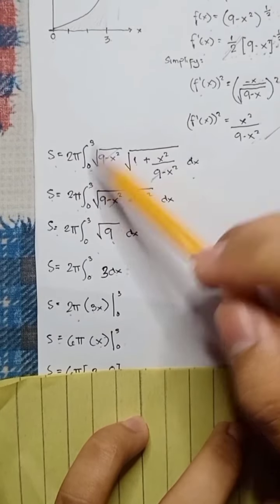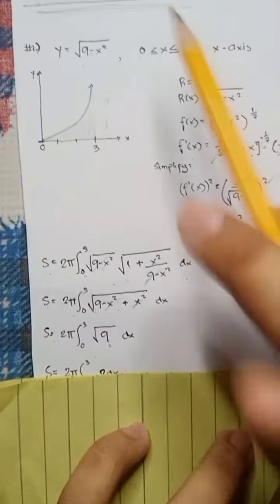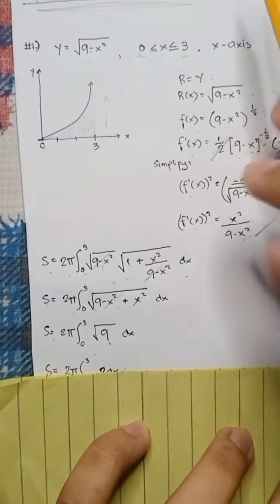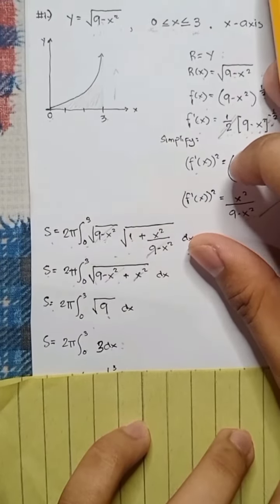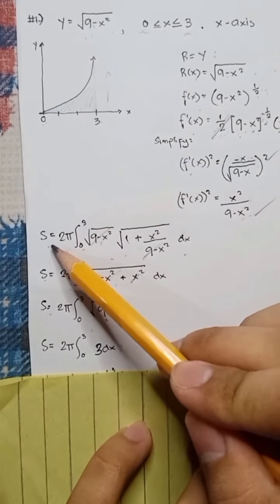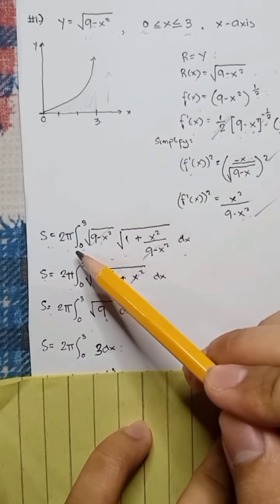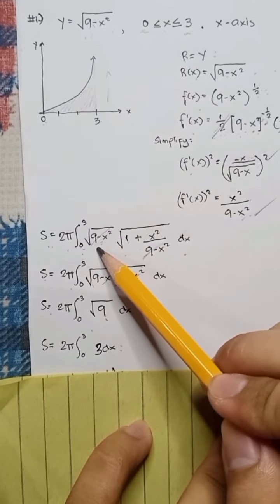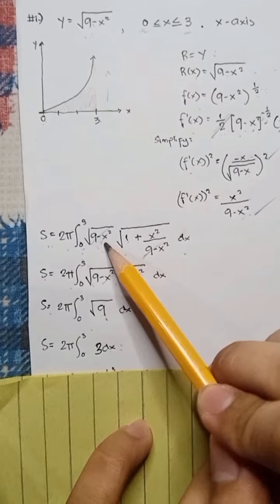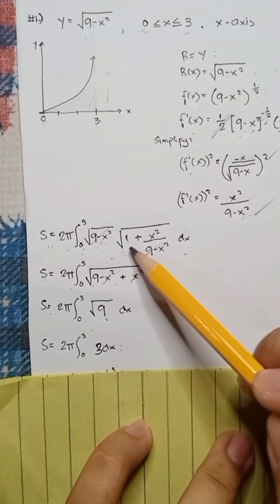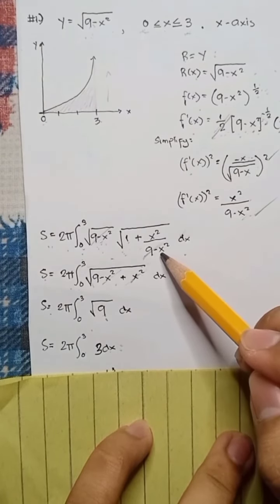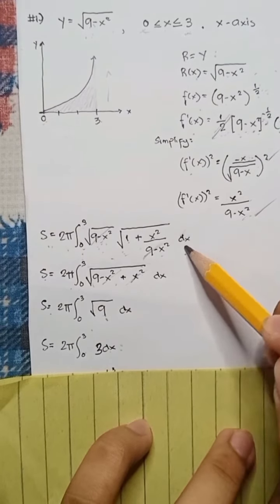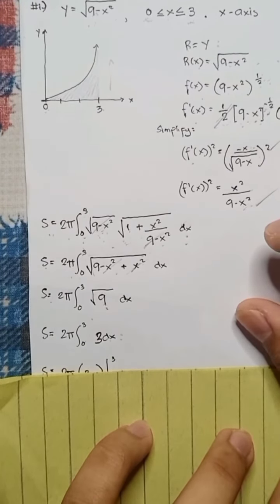So, yung limit natin is 0 to 3. Diba? So, s is equals to 2 pi integration from 0 to 3. Then yung r(x) natin kanina na square root of 9 minus x squared times square root of 1 plus x squared over 9 minus x squared times dx. So, nagamit na natin yung formula.